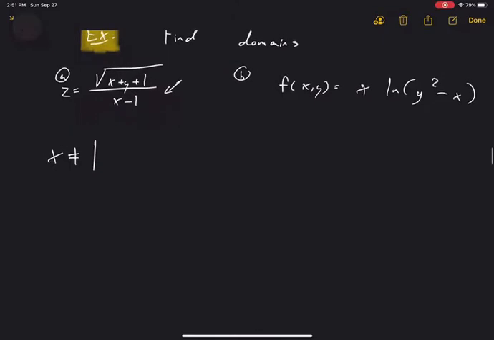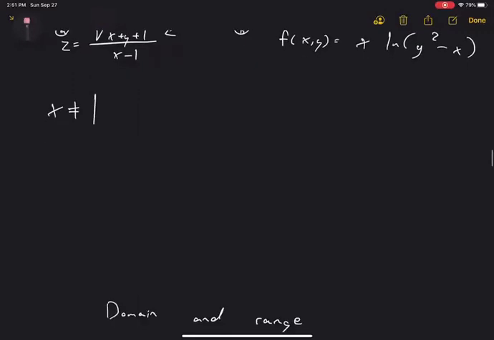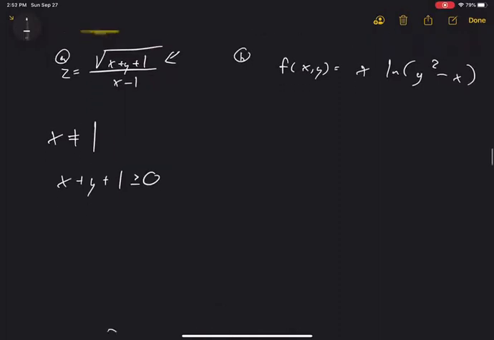Now I look at the numerator. I don't want x plus y plus 1 to be negative. So I have this inequality: x plus y plus 1 is greater than or equal to 0. Now, this is not enough, and sometimes you'll be asked to actually graph the domains.